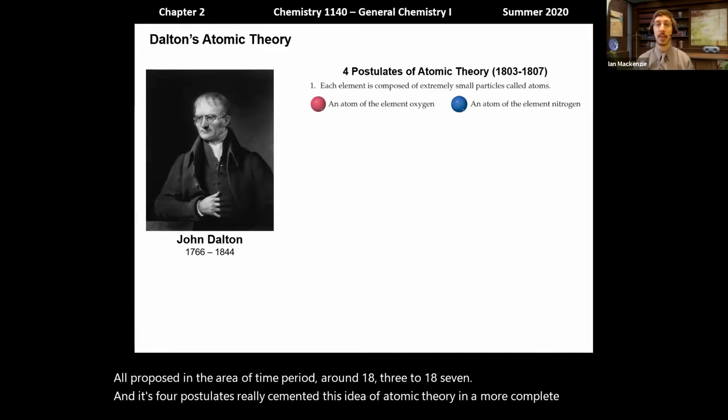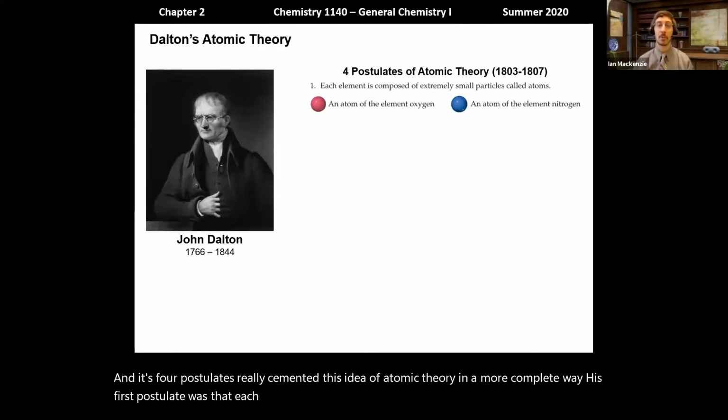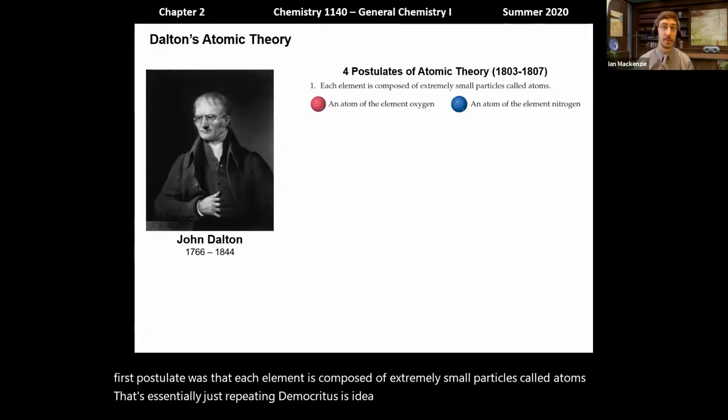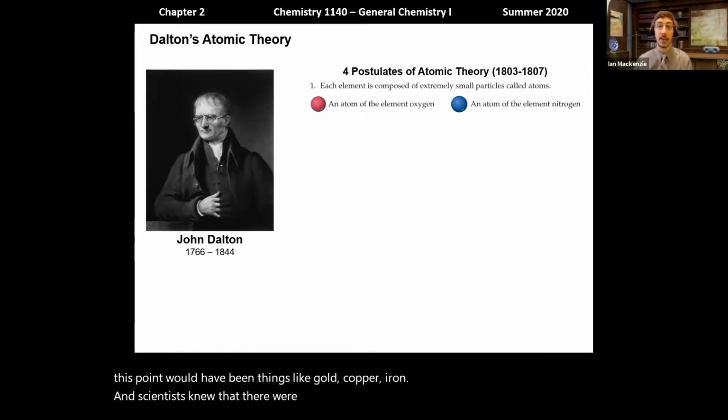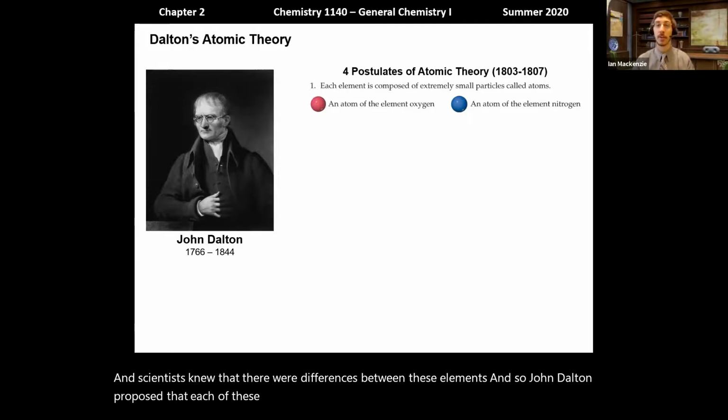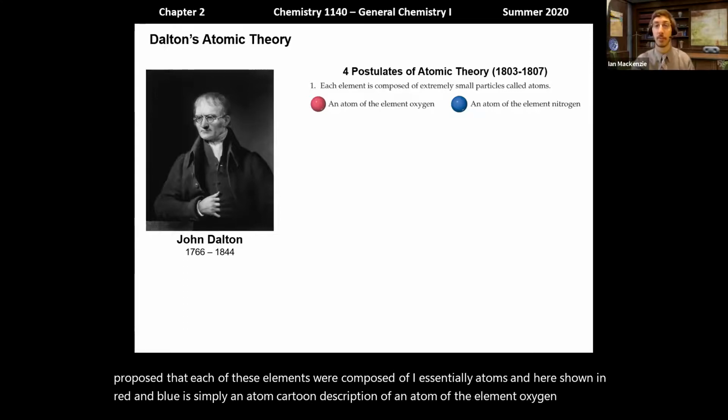His first postulate was that each element is composed of extremely small particles called atoms. That's essentially just repeating Democritus's idea. Now, elements that have been discovered at this point would have been things like gold, copper, iron. And scientists knew that there were differences between these elements. And so John Dalton proposed that each of these elements were composed of essentially atoms. And here shown in red and blue is simply a cartoon description of an atom of the element oxygen versus an atom of the element nitrogen.